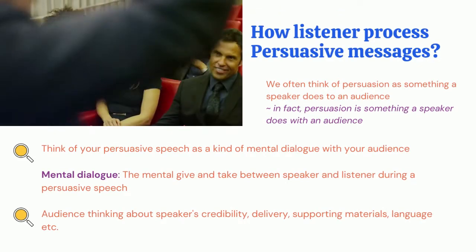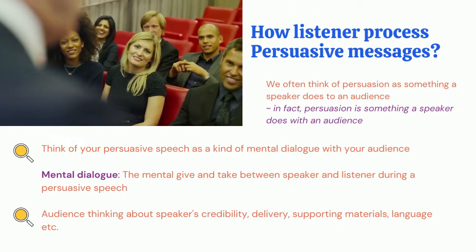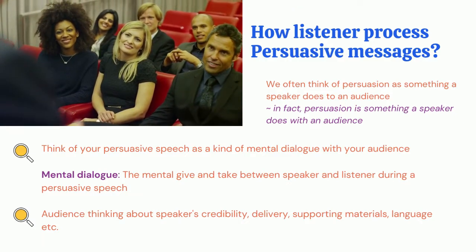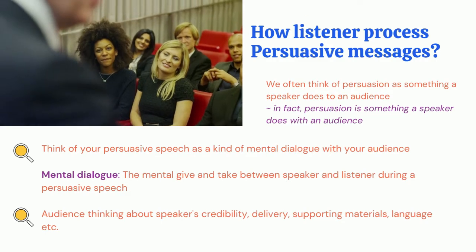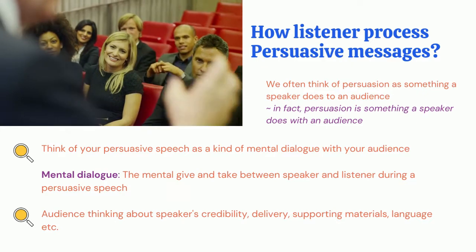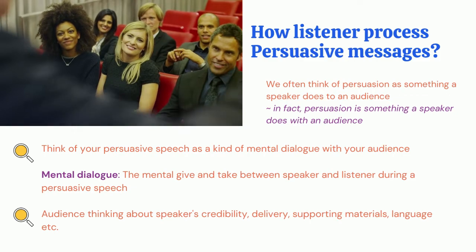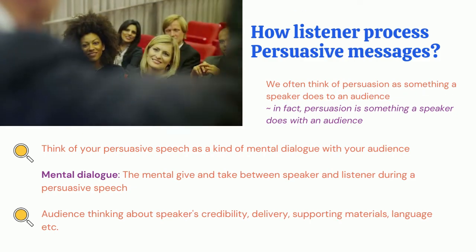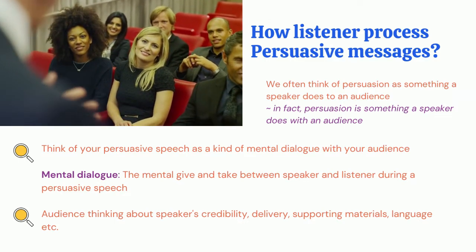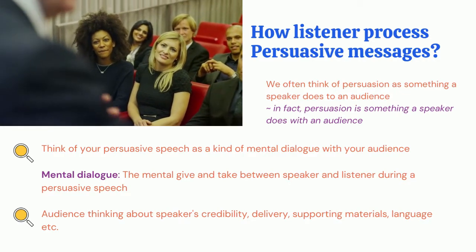How do listeners process persuasive messages? We often think of persuasion as something a speaker does to an audience. In fact, persuasion is something a speaker does with an audience. Think of your persuasive speech as a kind of mental dialogue with your audience. What is mental dialogue? The mental give and take between speaker and listener during a persuasive speech. The audience is thinking about the speaker's credibility, delivery, supporting materials, language, and so on. So the audience will become the main objective of your public speech.